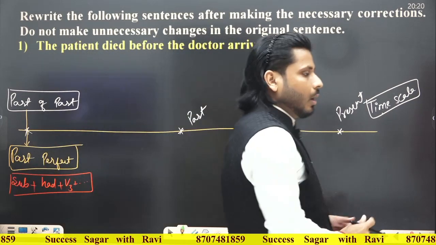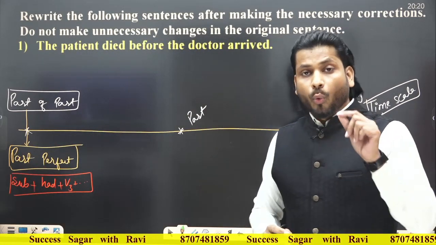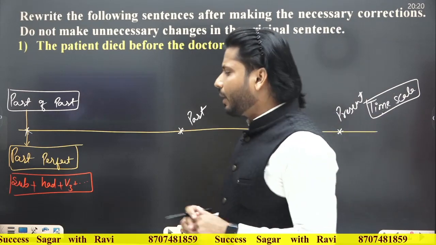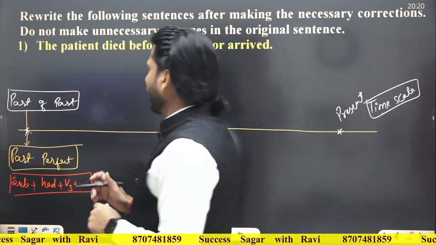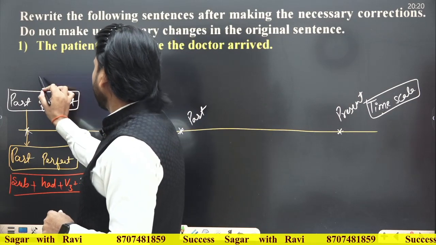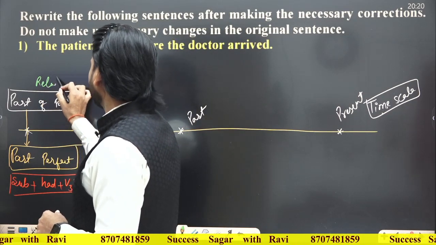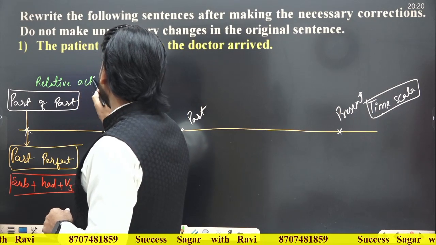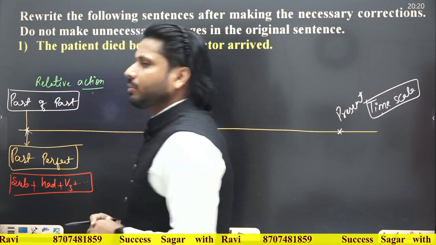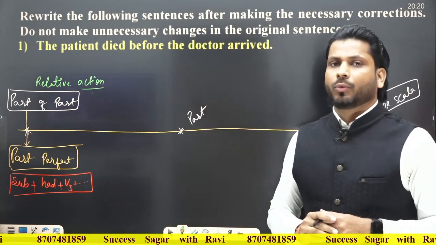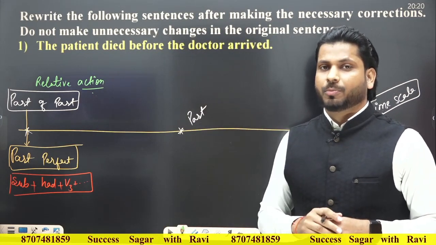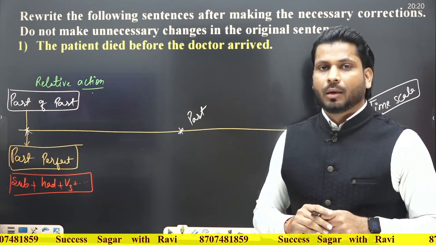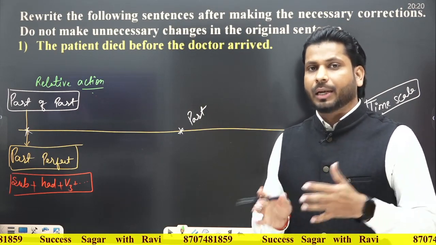Now the point we need to understand is, when do we use past perfect tense? Before going ahead, let me make myself clear. Past perfect tense is a relative action. Relative action means past perfect tense cannot come alone. If you want to use past perfect tense in any sentence, you will have to have a past indefinite tense or something related to past.